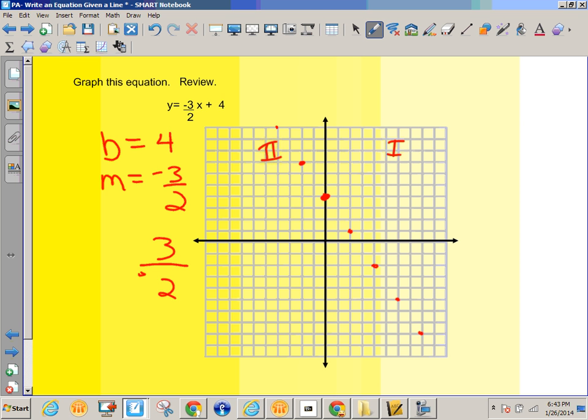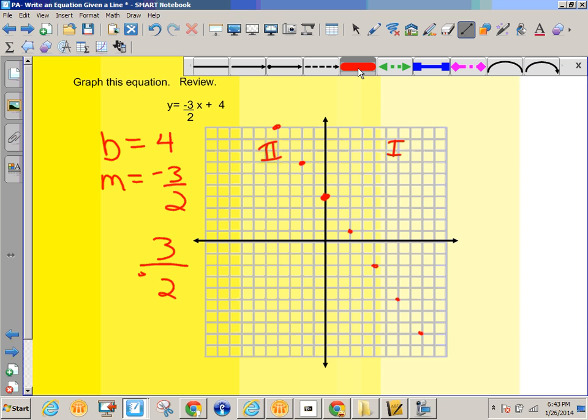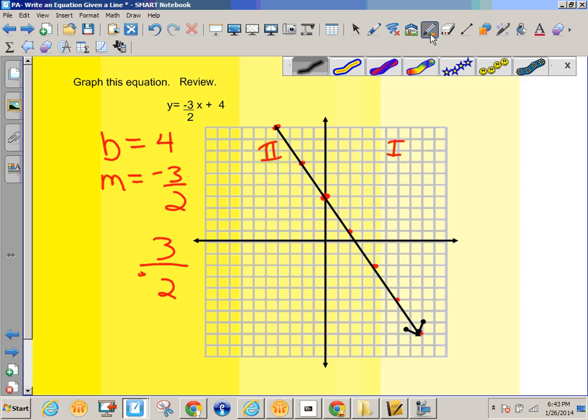I'm going to continue here. So there's my final point. Pick up my tools, and then I want to connect my points so the line goes through the entire coordinate plane. That one's a little bit thick. Let's see if I can find one that's a little thinner. Make sure that you have arrows at either end and that it goes through the coordinate plane. I hope you enjoyed learning how to write an equation from a line in slope-intercept form, and then also just the review of graphing given the equation.